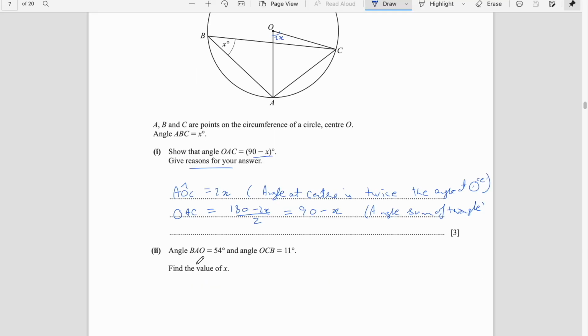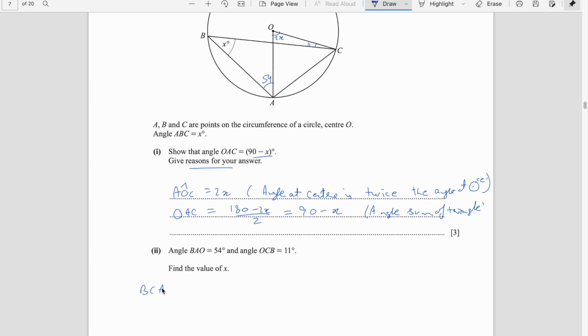Second part says angle BAO is 54 and OCB, this small one right here, is 11. Find the value of x.